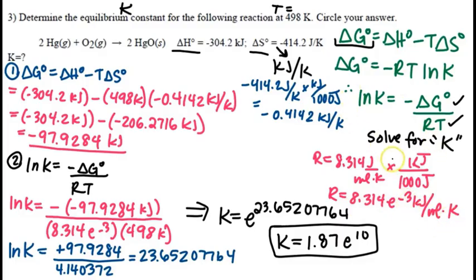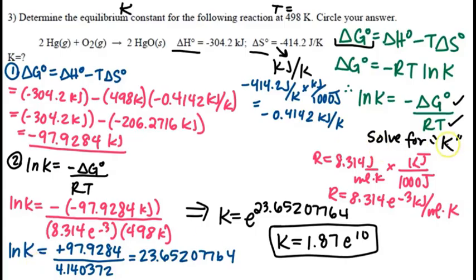Now I can use this expression. So natural log of K is going to equal negative delta G naught divided by RT. That's going to be negative times negative 97.9284 kilojoules, which is our delta G naught value, divided by 8.314 times 10 to the negative 3, multiplied by 498 Kelvin. When I multiply these two numbers together, I get 4.140372. I'm going to divide 97.928 by 4.140372. When I divide these, I get 23.652077764. And this is what natural log of K is equal to.